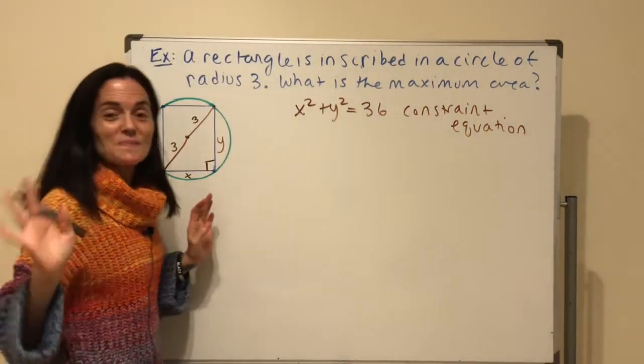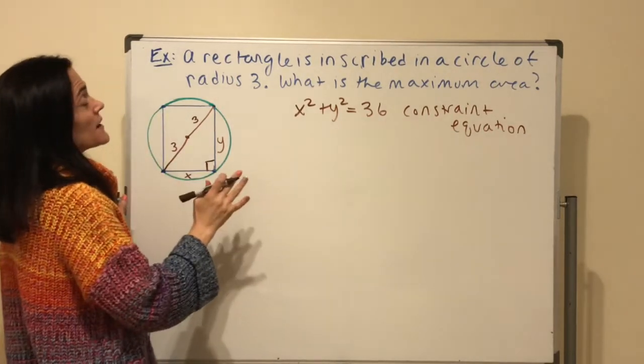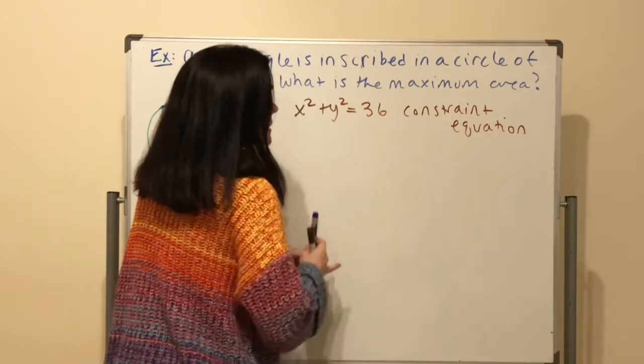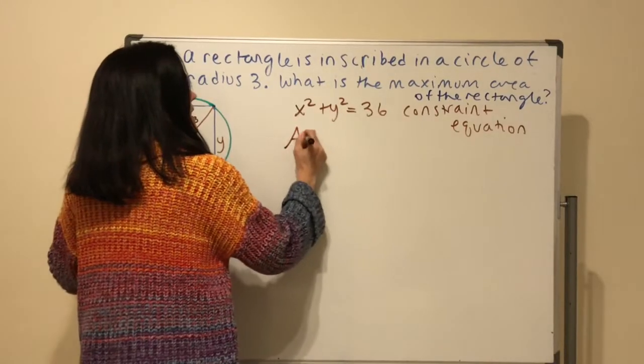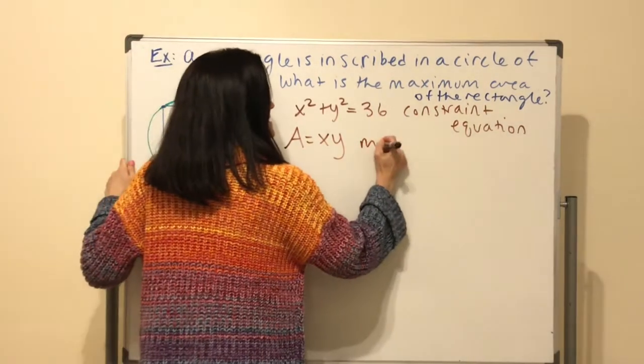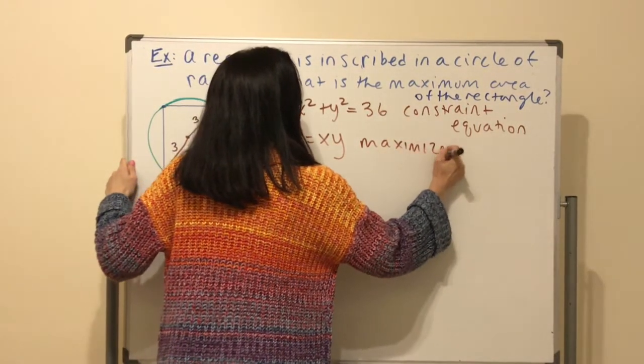And we want to maximize the area of the rectangle. Maybe I should add that for clarity. The area is x times y, and we want to maximize. So here is the setup.